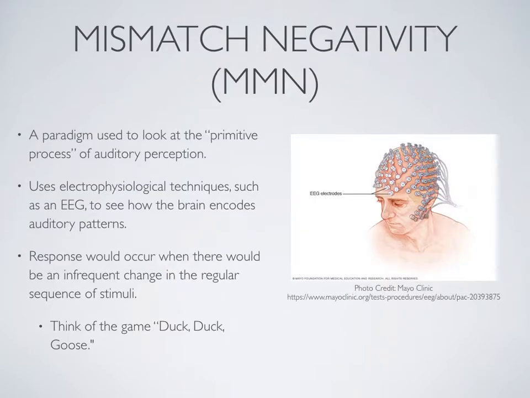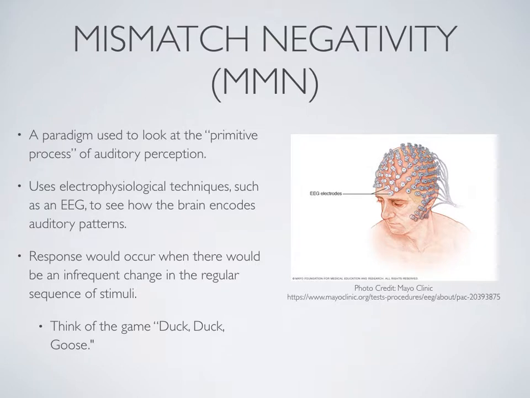Mismatch negativity is a popular paradigm used for investigating the neural basis of ASA, specifically looking at the primitive processes. This goes a step further than Bregman, who used behavioral data to highlight the roles of the primitive processes and the higher-level schema-driven processes in perception.